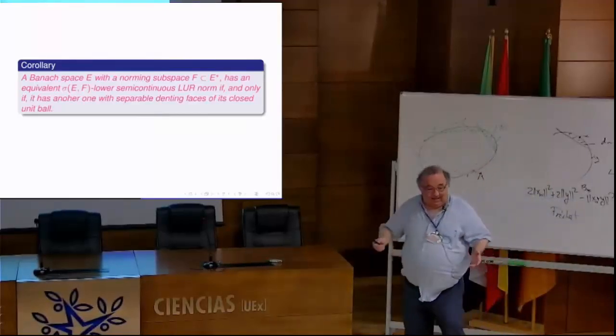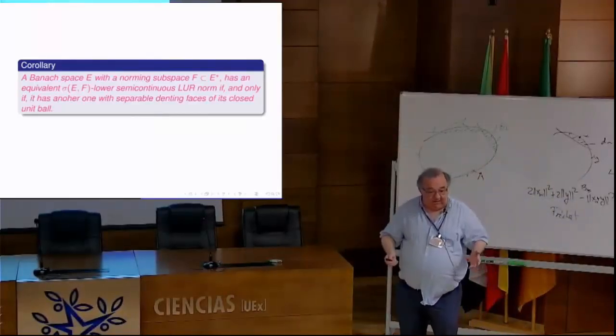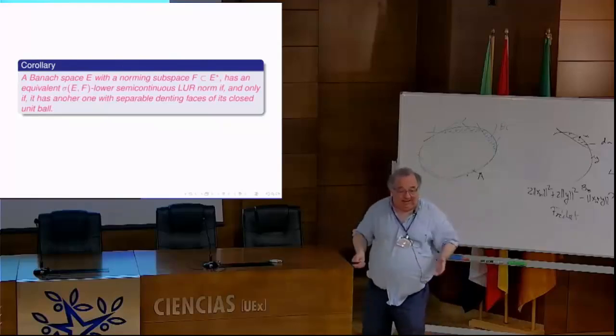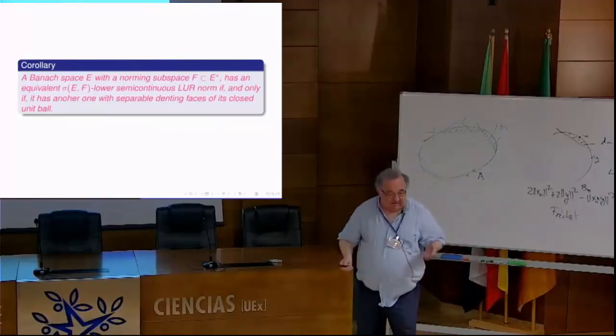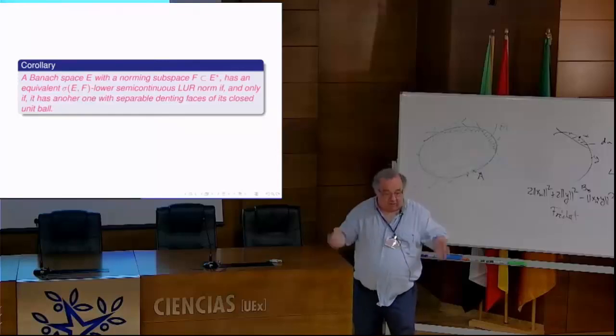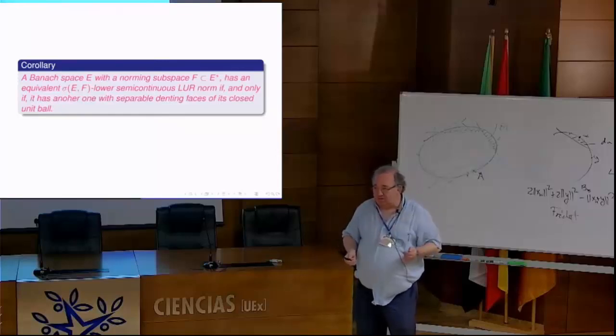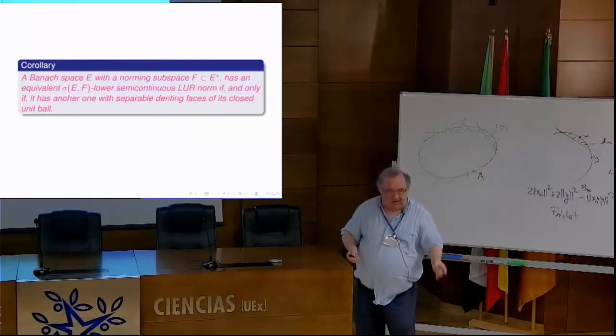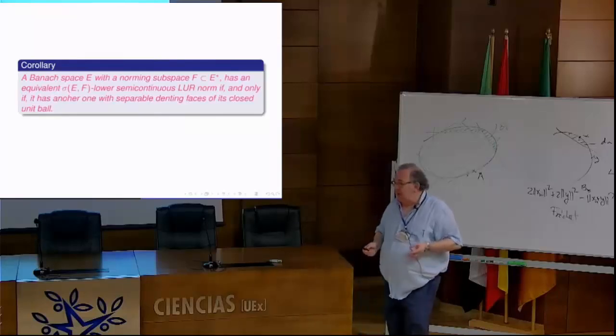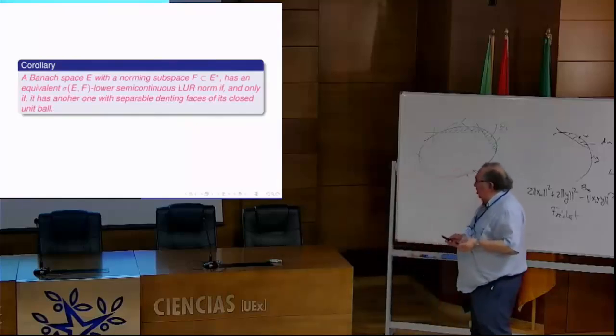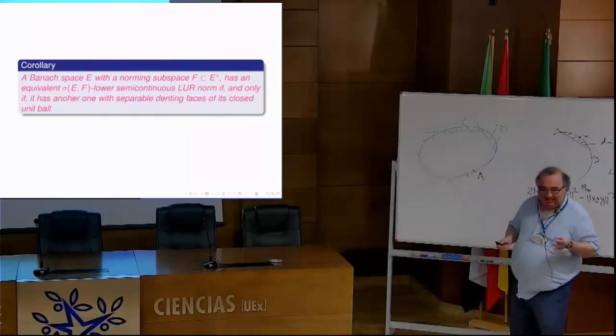Corollary: a Banach space has a LUR norm if and only if there is another one with separable denting faces. It's a corollary of the former one. Troyanski did the matter with denting points, and the proof used the martingale index in order to arrive at the proof. It's in the book. Here there is no martingale, there is no index, there is simply an equivalent norm with separable denting faces.